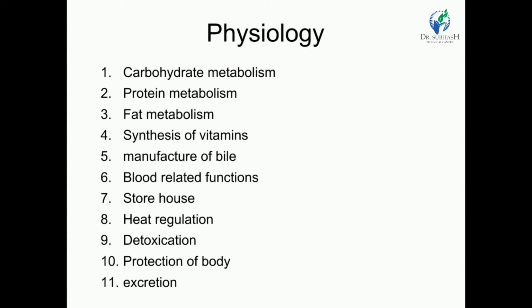Next function, that is it protects the body. While considering protection, it includes the reticuloendothelial cells, that is RECs or Kupffer cells, which manufacture the antibodies, and these antibodies will be in the form of agglutinins, next precipitins, next bacteriolysins and the haptins. Here, it protects the body against microbial invasions by various processes like agglutination, precipitation, and bacteriolysis.